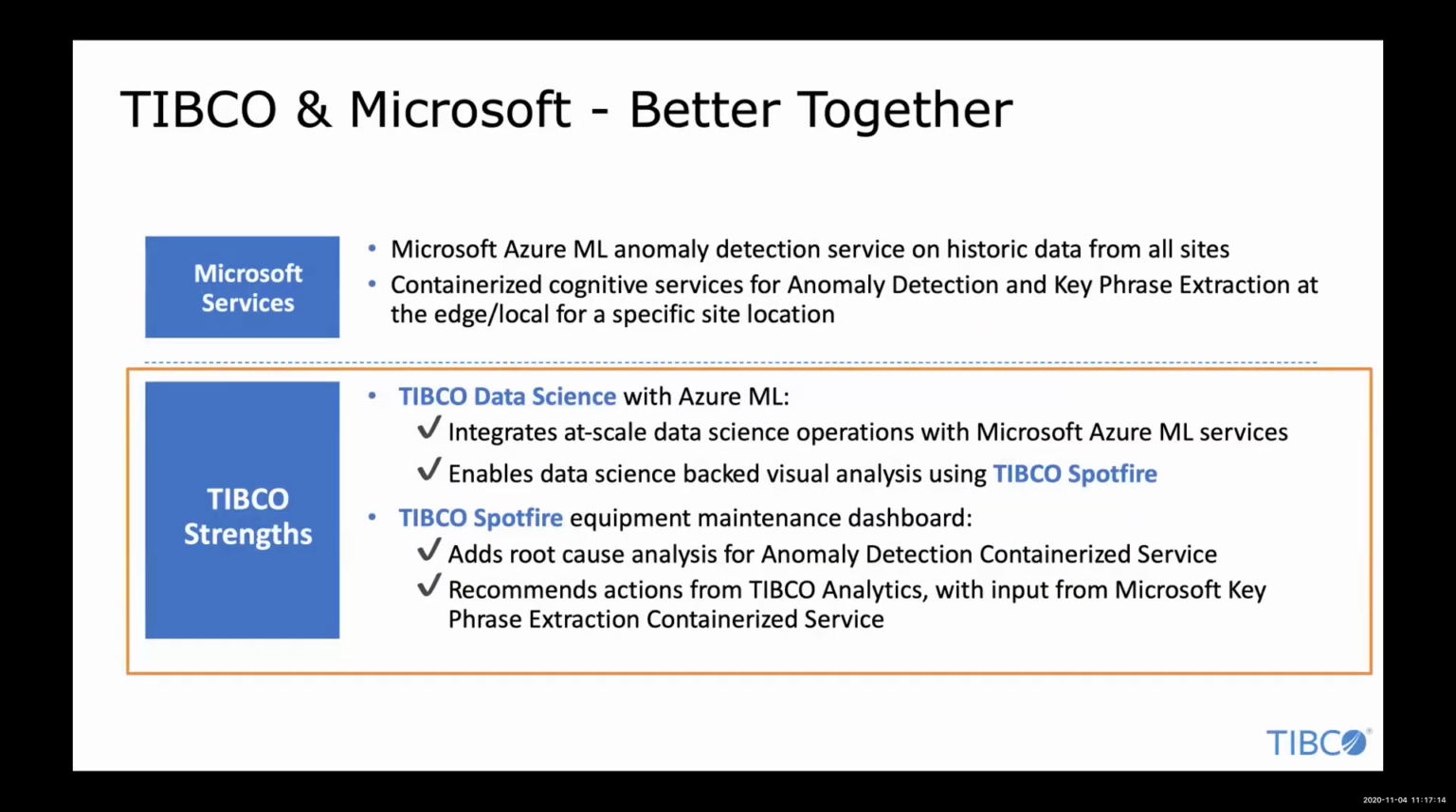Let's talk a little bit about how TIBCO and Microsoft came together to build this really impressive solution. We were using the Microsoft Azure ML anomaly detection routine. This is used in our first phase, which I'll go into in detail, where we detect anomalies on historic data from all the sites. Let's say you have 10 sites, so we're looking at data from all 10 of them. Then in phase two, we are utilizing containerized cognitive services for both detecting anomalies and also analyzing the logs at the edge, or at a specific site location.